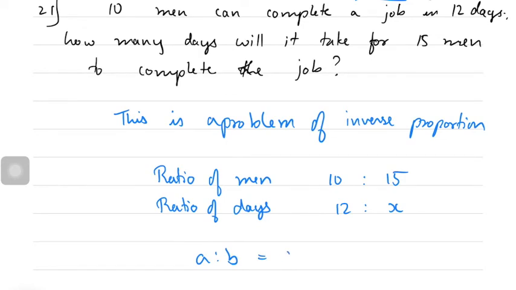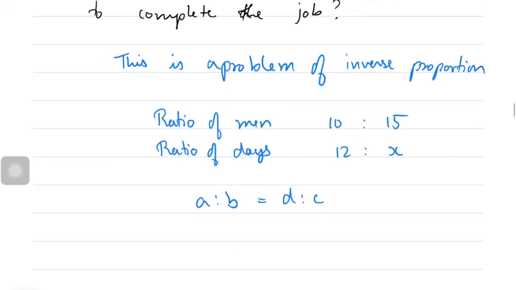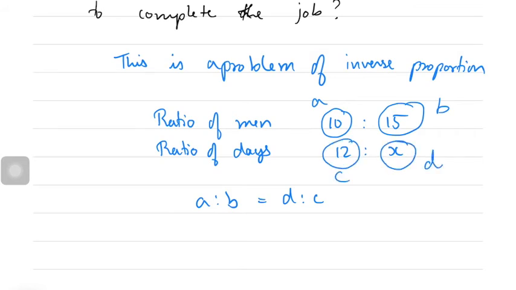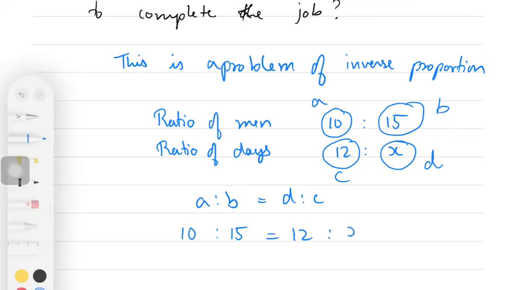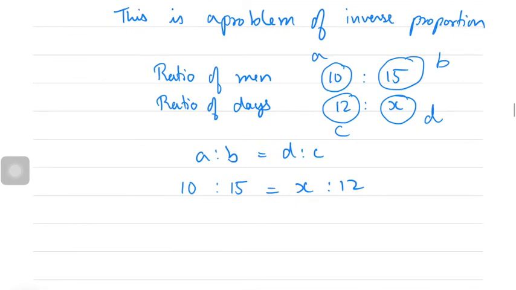A is to B is equal to, instead of writing C is to D, you will write D is to C because inverse proportion, right? So 10 is my A, 15 is my B, 12 is my C and X is my D, right? Let's write this. 10 is to 15 is equal to 12 is to, instead of writing 12 is to x, I'll write x is to 12 because inverse proportion. X is to 12.